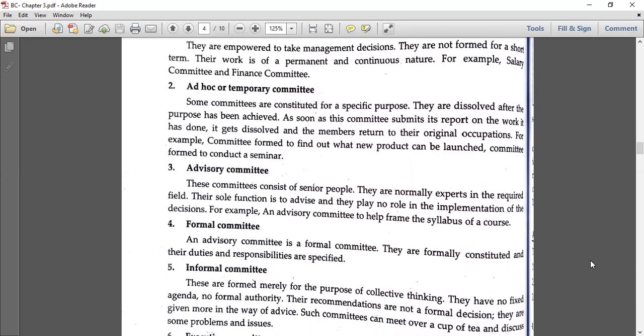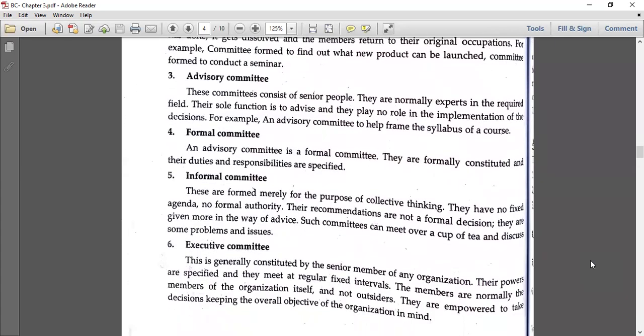or temporary committee. Then there is the advisory committee. These committees consist of senior people, generally who can provide advice. They are normally experts in the required field. Their sole function is to advise and they play no role in the implementation of decisions. For example, an advisory committee to help frame the syllabus of a course, but they don't make the books. They just suggest the syllabus of the course.